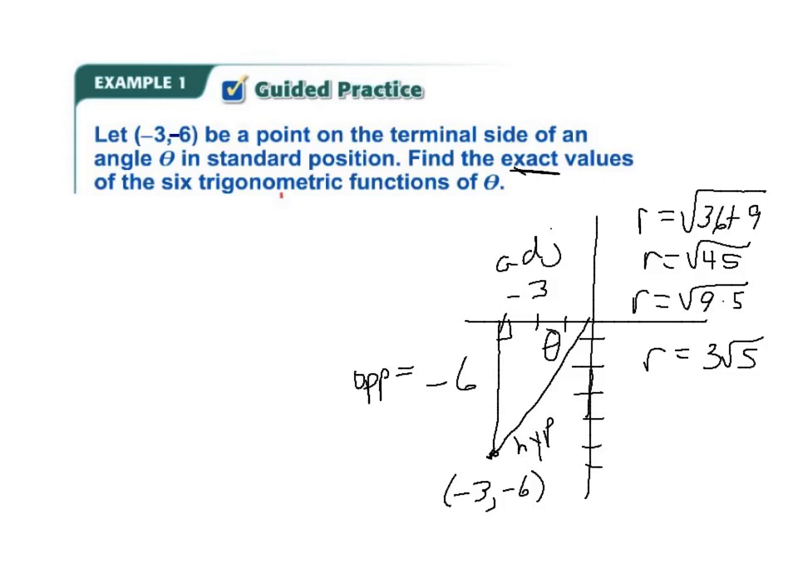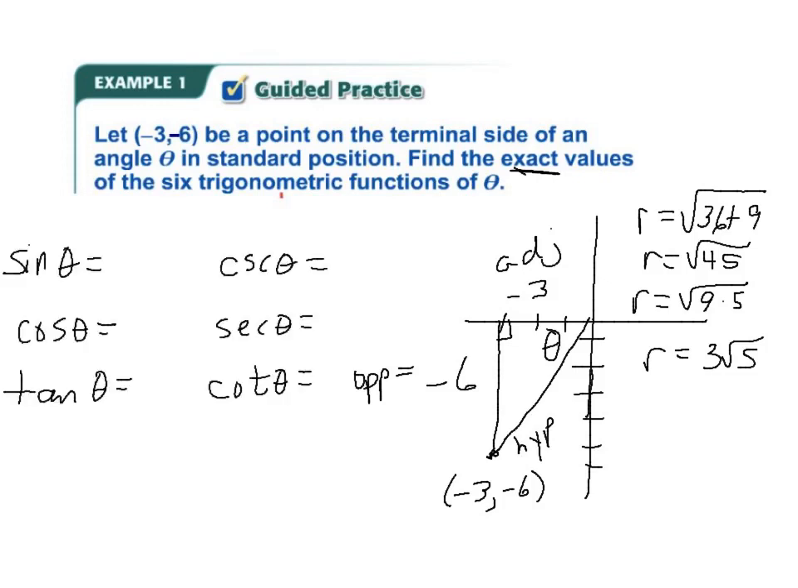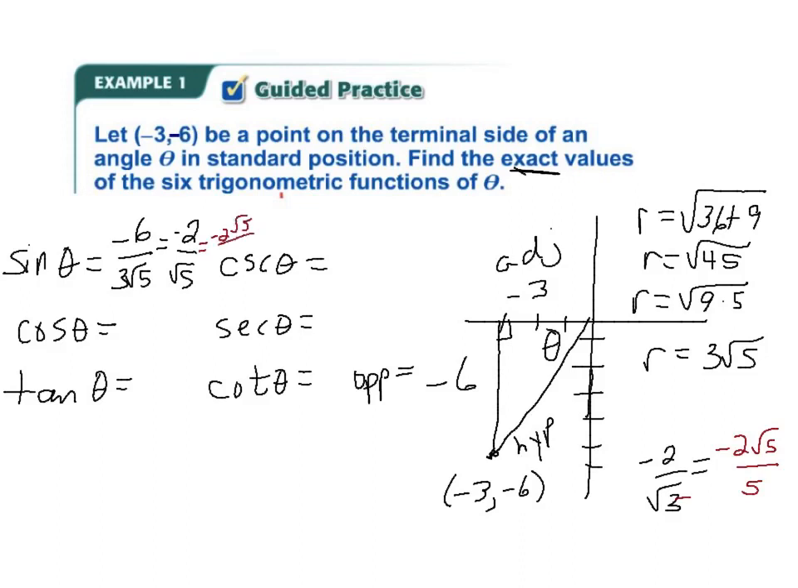And then let's write down our 6 trig functions. So we know our sine is opposite over hypotenuse. Our opposite is -6. Our hypotenuse is 3 radical 5. Now normally we don't leave it like that. 3 goes into -6 -2 times. We should rationalize it. So if we see -2 over radical 5, that's the same as -2 radical 5 over 5. So I might not have enough room here, but we'll try to put that right there.